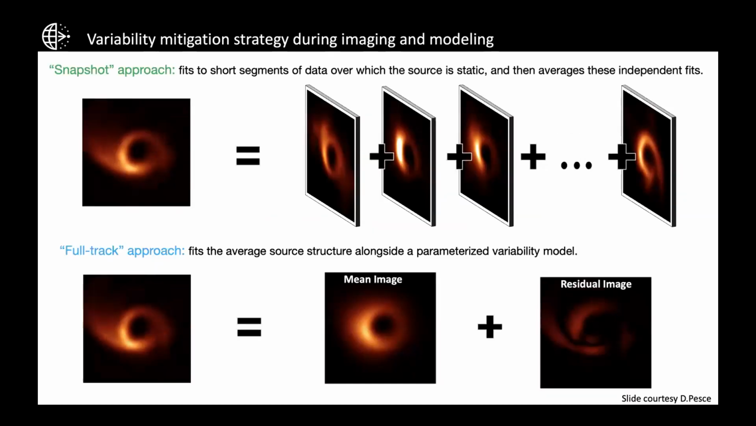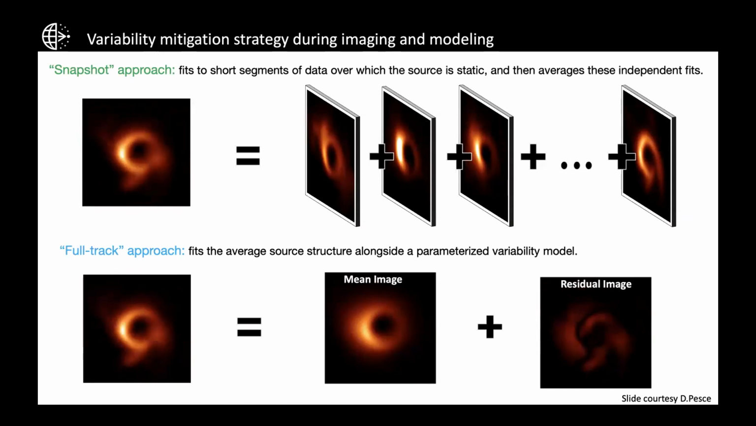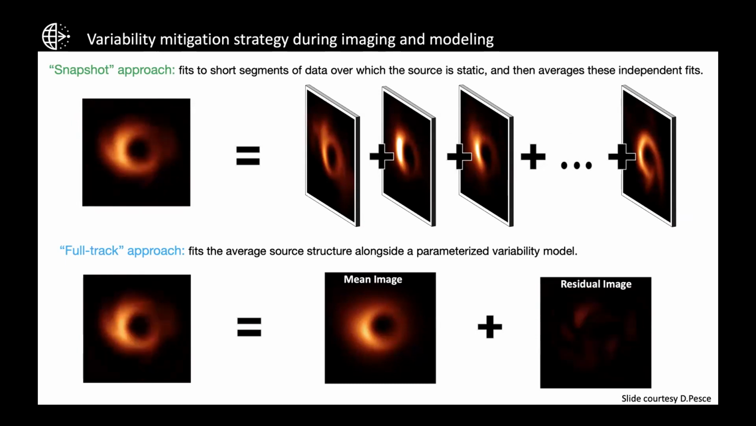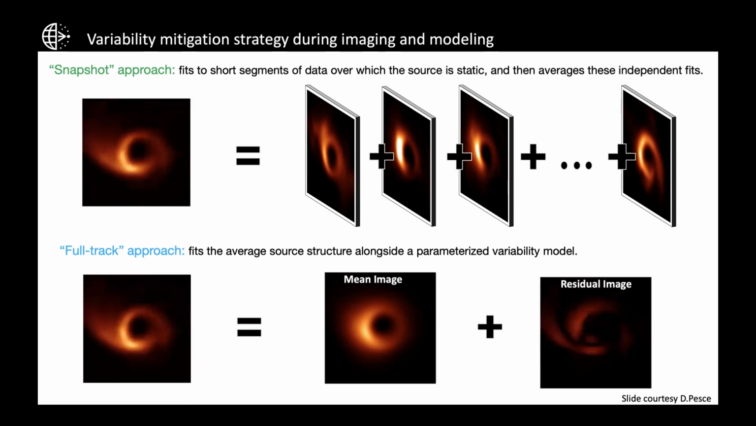Regarding variability, we used mainly two approaches to tackle the issue and to mitigate the effect. One of these approaches is called the snapshot approach, which consisted in taking the whole data set, dividing it into small chunks of data over which the source is stable, and then imaging each of these small chunks independently, and then obtaining at the end an average image of all these. That's why it's called snapshot. The other one is called the full track approach, which instead consists in decomposing the image into a mean image and then a residual variable image. In this case, what we did was to image the whole data set, that's why it's called full track, and produce an average image, and then model the residual variations against this average image.